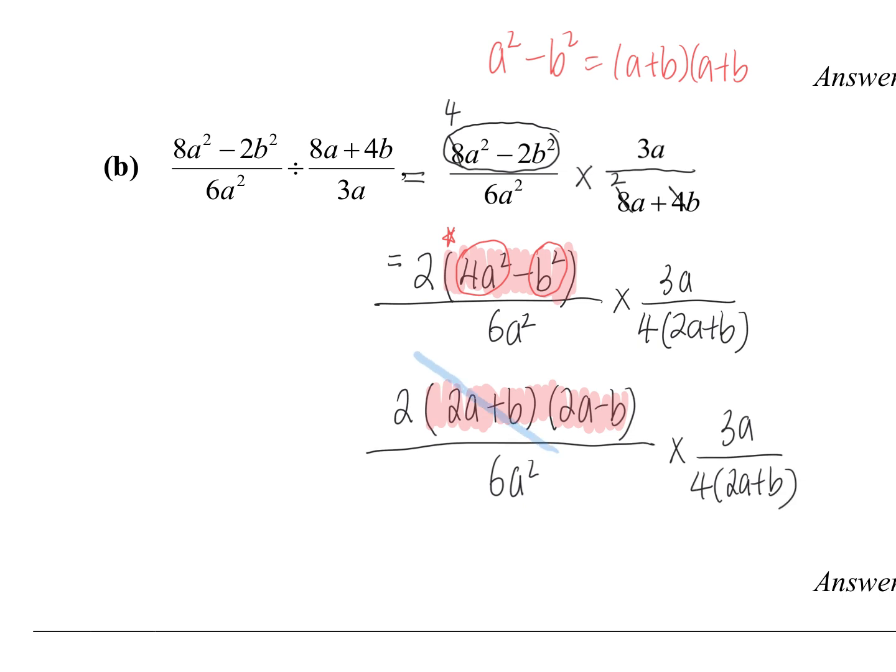Cancel this one first. Okay, then I realized that my 3 and my 6 can cancel, right? So I cancel this one, left 2. Then my 2 and 2 can cancel. Then I realized I have an A here, I have 2 here, so left 1. So final answer, on top, I'm only left with this. At the bottom, I'm left with this. So for A, done.